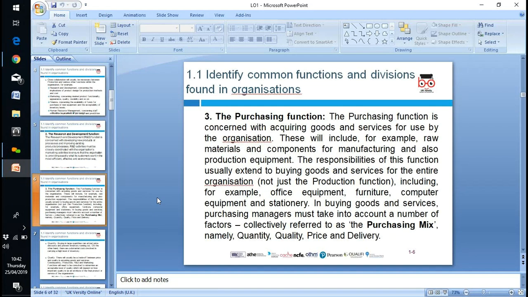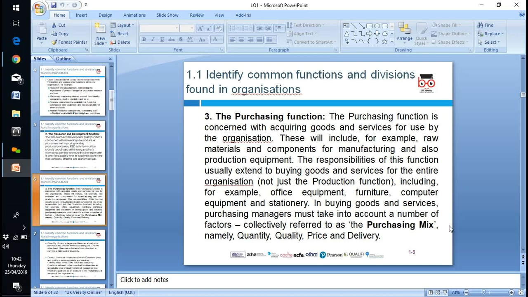Purchasing function, concerned with acquiring goods and services for use by the organisation. Again, for raw materials, components for manufacturing, also production equipment. The responsibilities of this function usually extend to buying goods and services for the entire organisation, not just the production function, including office equipment, furniture, computers, stationery.